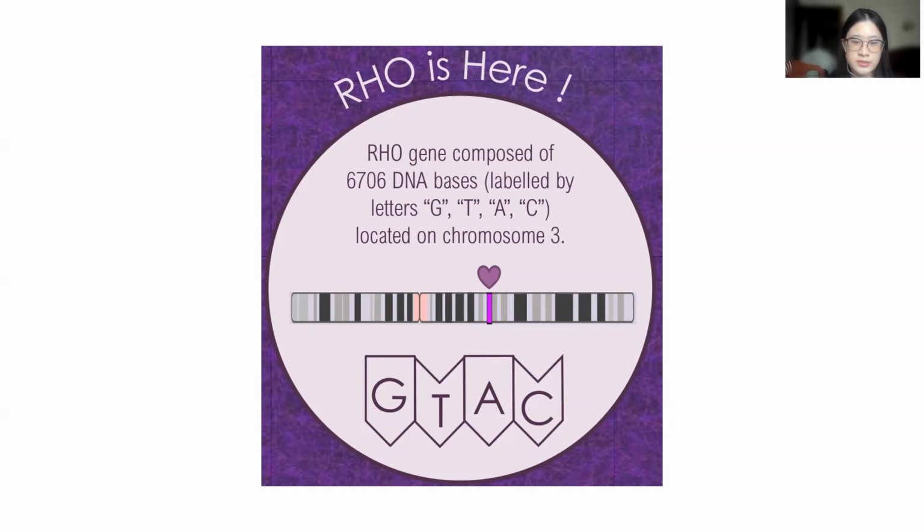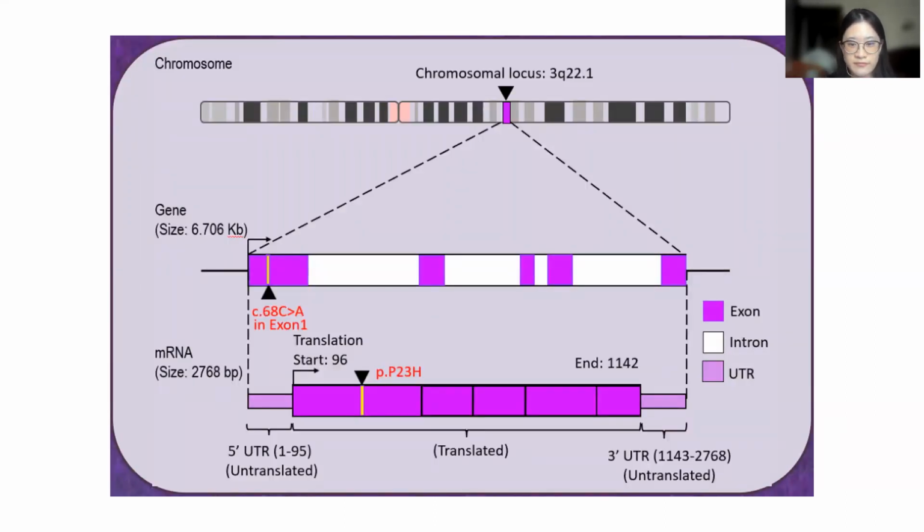The RHO gene is composed of 6,706 DNA bases, that are nucleotides, labeled by letters G, T, A, and C. The most common and first determined mutation of the RHO gene is C68A, as I labeled in yellow here, which means a substitution of base C into A at the 68th position in the coding DNA.